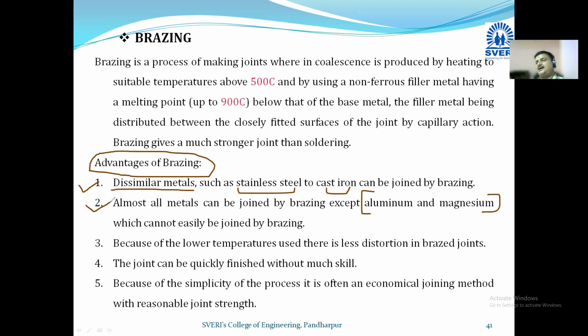And all remaining metals we can combine together by using the brazing operation. Then, because of the lower temperatures used, there is less distortion in brazed joints. See, the maximum temperature in the brazing operation is 900 degree centigrade.